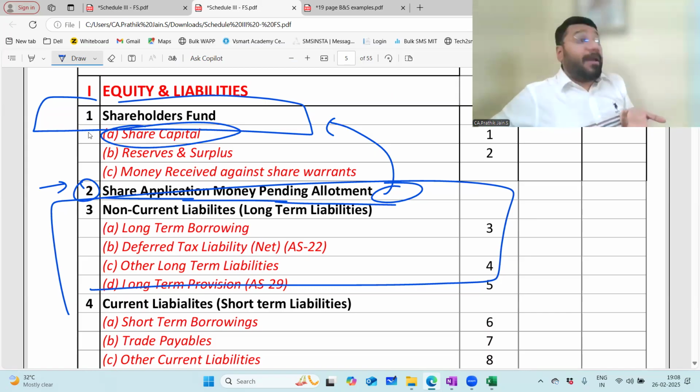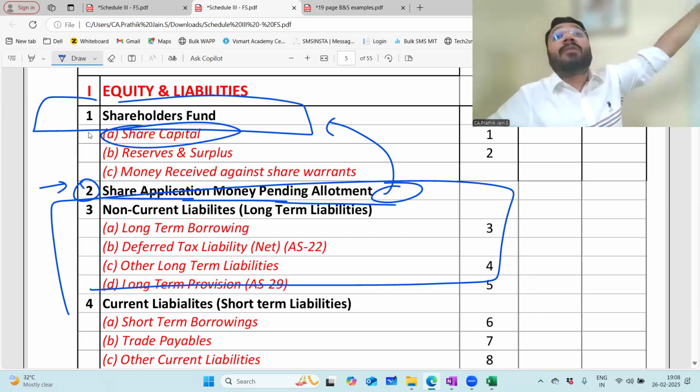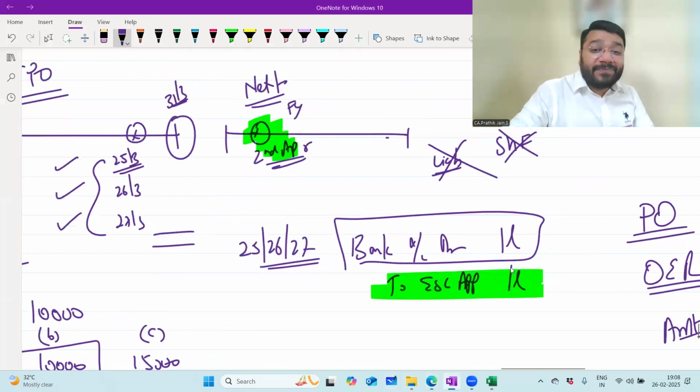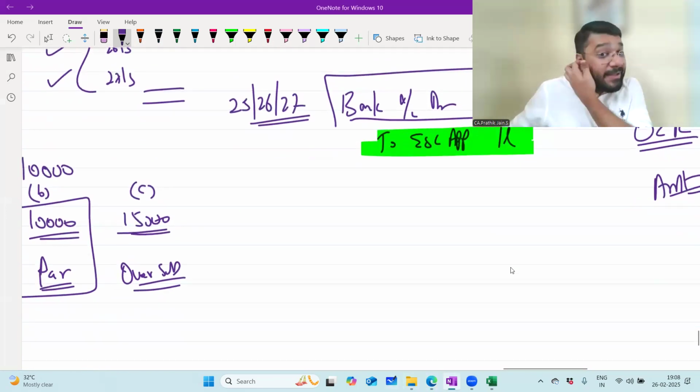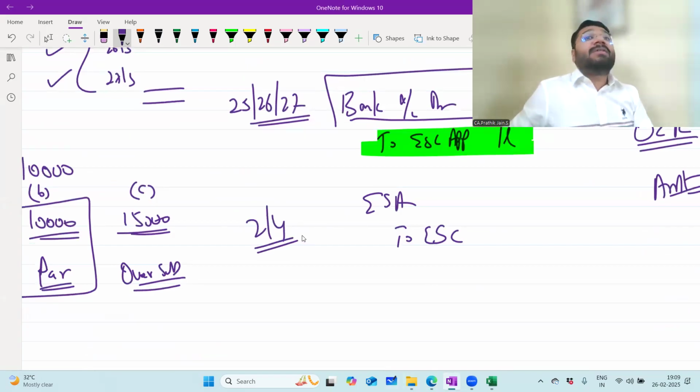Can I put it in the share capital? Why will I put it in share capital? Because I'm not allotted. When do I say something is capital? Only when the allotment is completed. Guys, you forgot the second entry. What is the second entry? When the share is allotted, what is the second entry? Equity share application to share capital. When? On 2nd of April. In between, the financial year is coming.